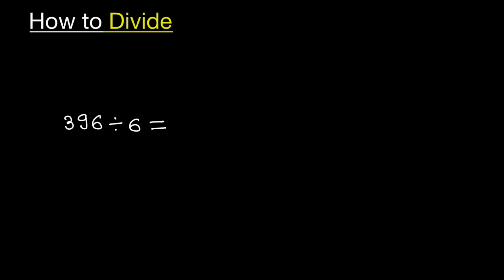Let's learn how do we divide the number 396 by 6 using the long division method. To do this, at first we will write down the numbers in this way. See that 3 is less than 6. That is why we will consider the number 39.